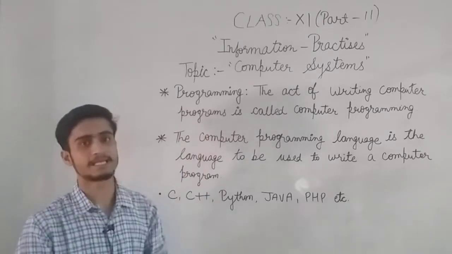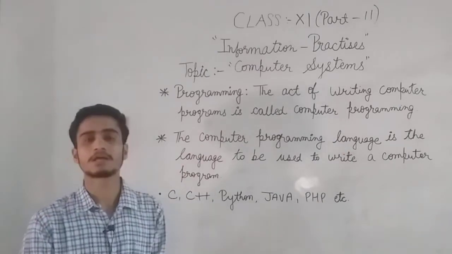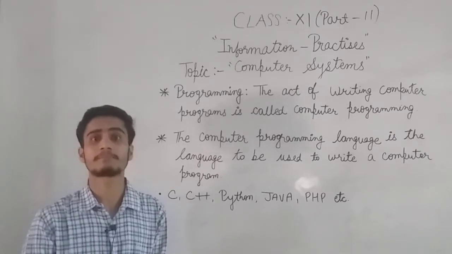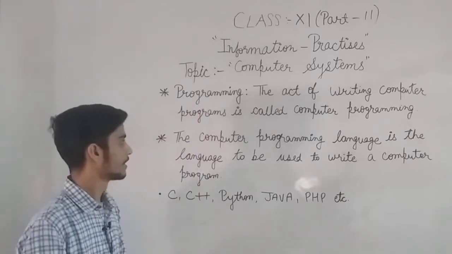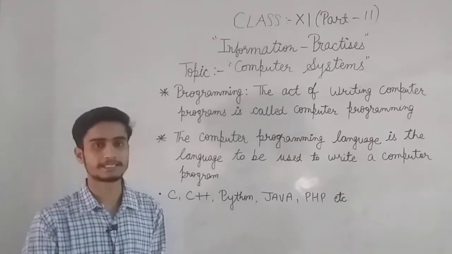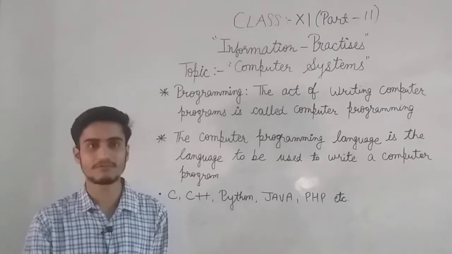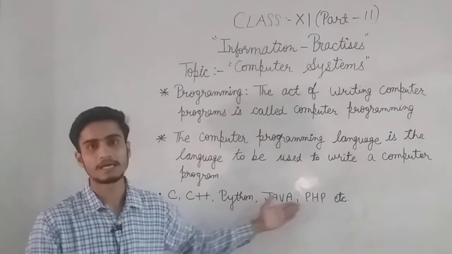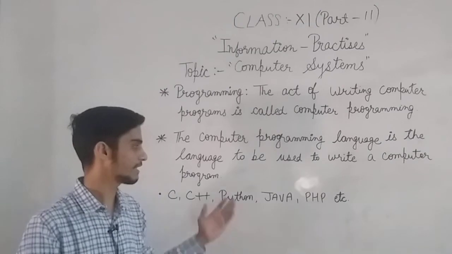What do we mean by programming? The act of writing computer programs is called computer programming. Whatever instruction we give in a programming language as users is called the programming process. Computer programming languages are the languages used to write a computer program. So far we are using several kinds of programming languages such as C, C++, Python, Java, PHP and many others. But in this subject we will cover the Python language.